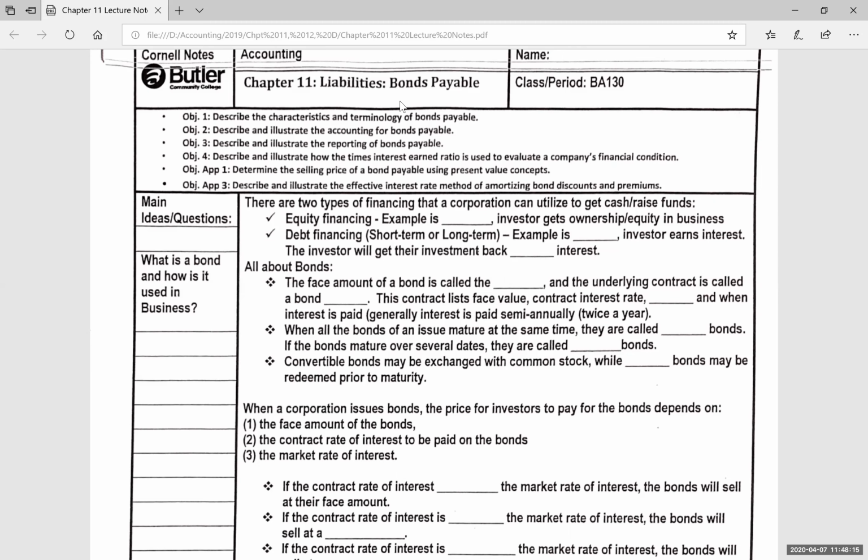I feel like this is a challenging chapter. I really hope you take the time to print out these lecture notes and listen to this and take notes as we go. I am going to be going over quite a few examples that link right up to the homework. So anyway, Chapter 11 is about liabilities, specifically bonds payable.